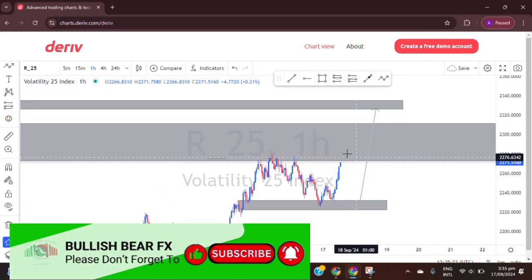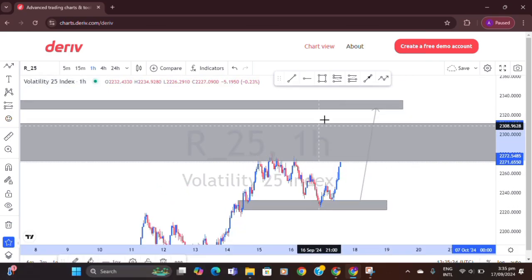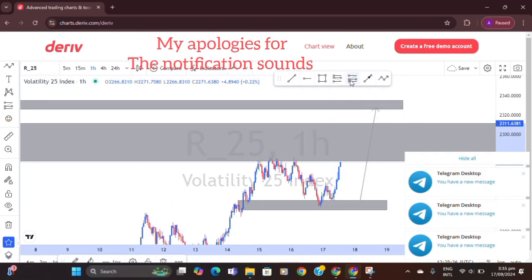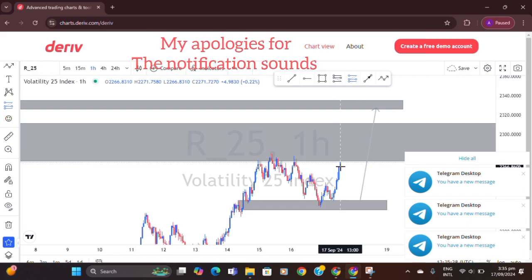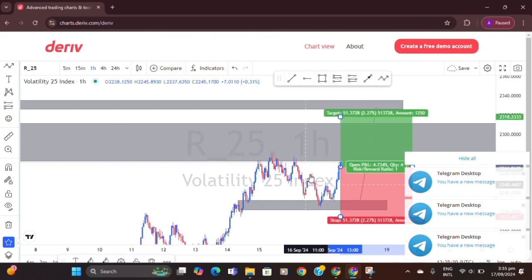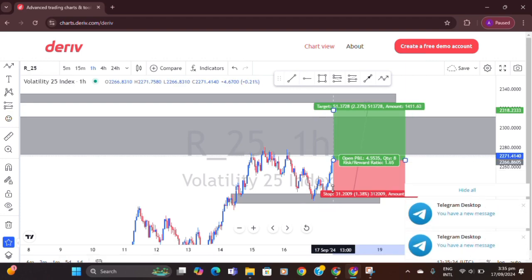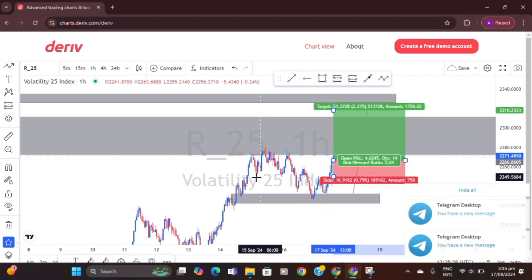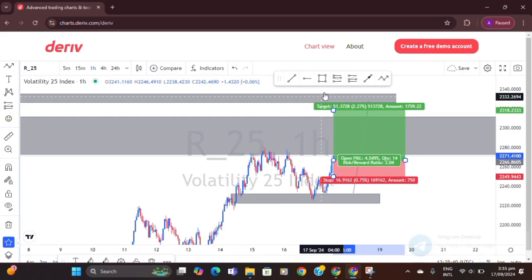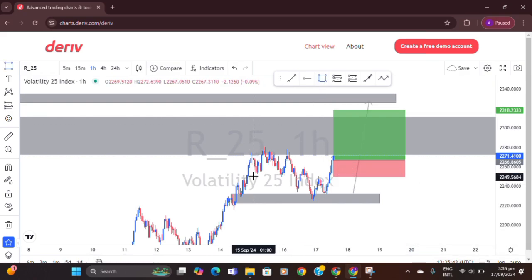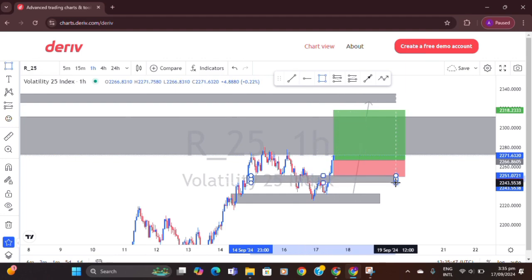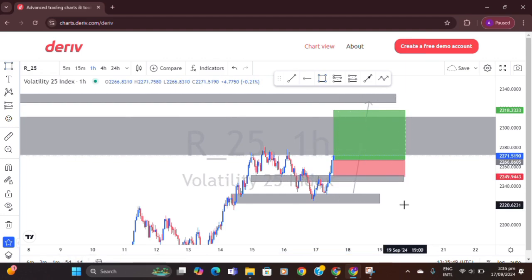So here I'll be looking to enter the market area, right? Let's say you are taking a risk entry here. So where do you want to place your stop loss? I'll be placing my stop loss below this support. This support level that I'm drawing is just for me to know where to place my stop loss. So I'll be placing my stop loss below there.